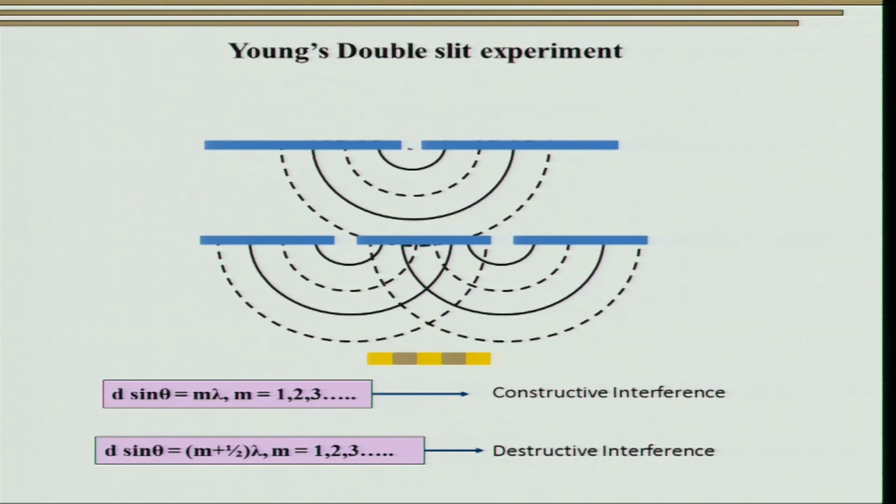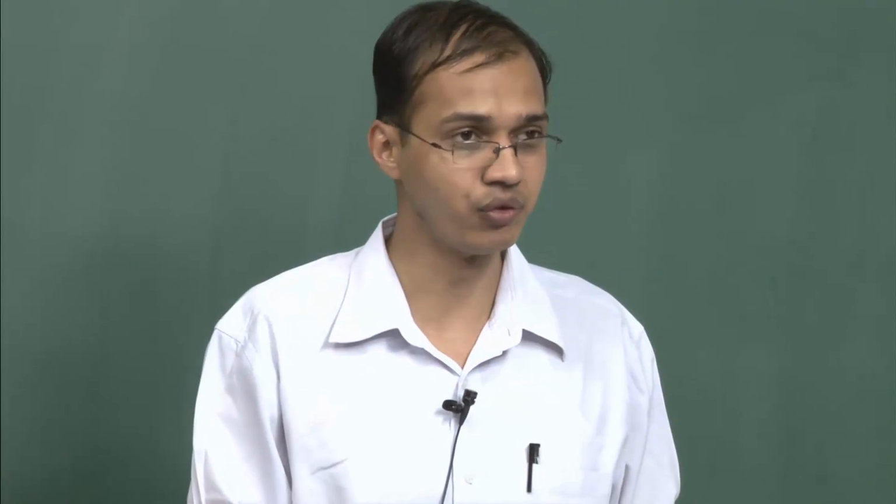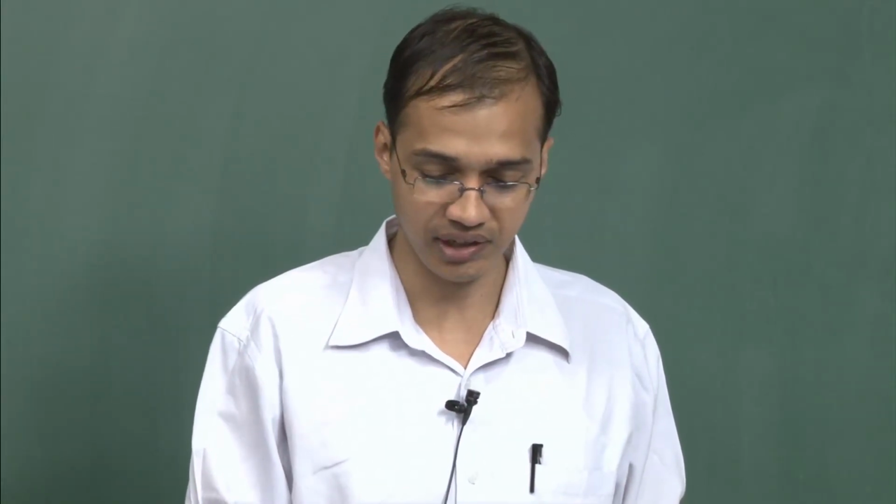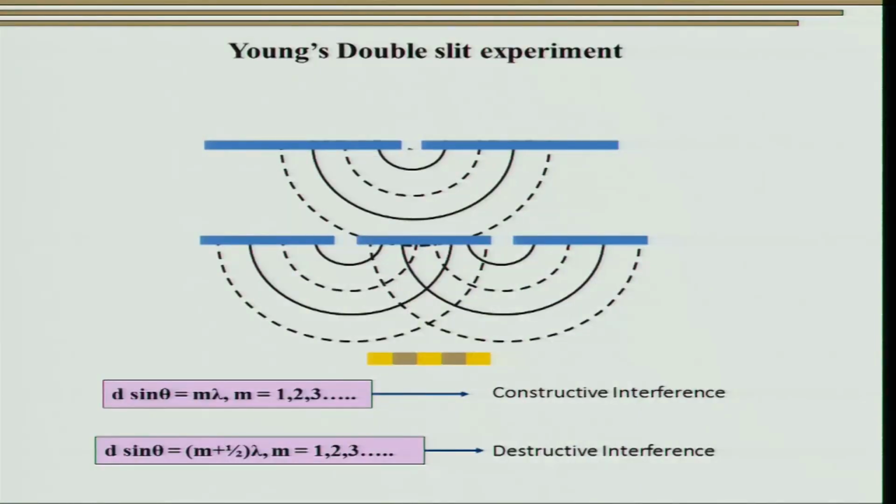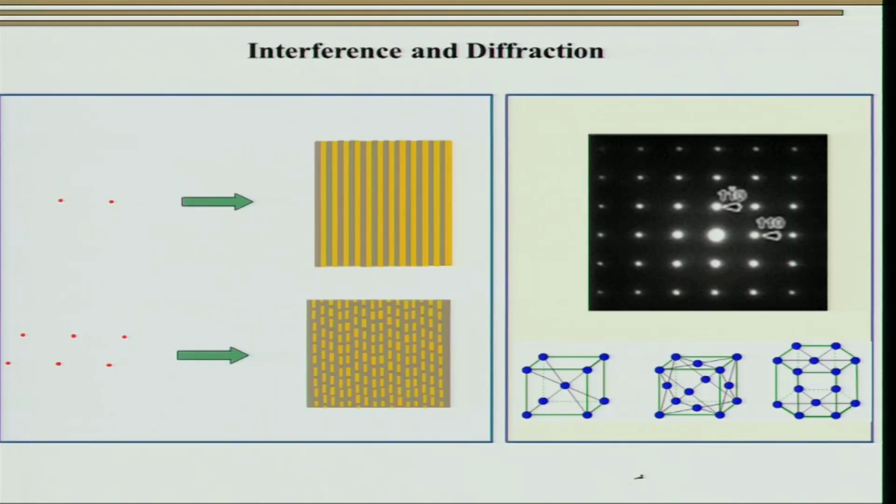The condition for constructive interference is that d sin theta is equal to m lambda, which essentially means that the path difference between the two waves is an integral multiple of lambda. Therefore, the two waves are meeting in phase and their amplitudes get added up. However, if the phase difference is not an integral multiple of lambda, and in fact if it is (m + 1/2) lambda, the two waves are completely out of phase, and therefore their amplitudes cancel each other and we get total destructive interference.